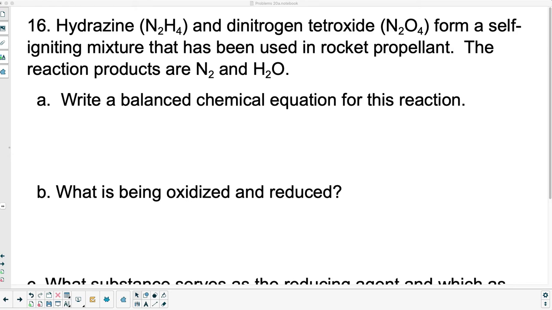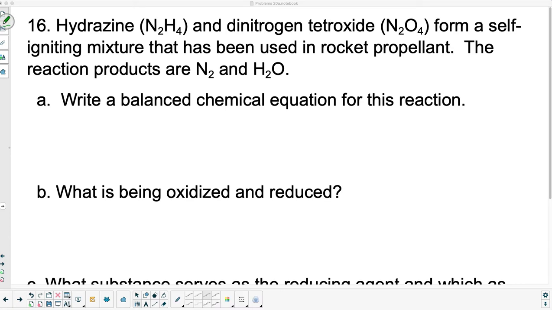Class, this is 16. I'm going to attempt to get through a bunch of 20. I think there's 4, like 20A, 20B, and so on. So hydrazine, N2H4, and dinitrogen tetraoxide form a self-igniting mixture that has become used as rocket fuel, rocket propellant. The reaction produces N2 and H2O. So we're going to put these two together.